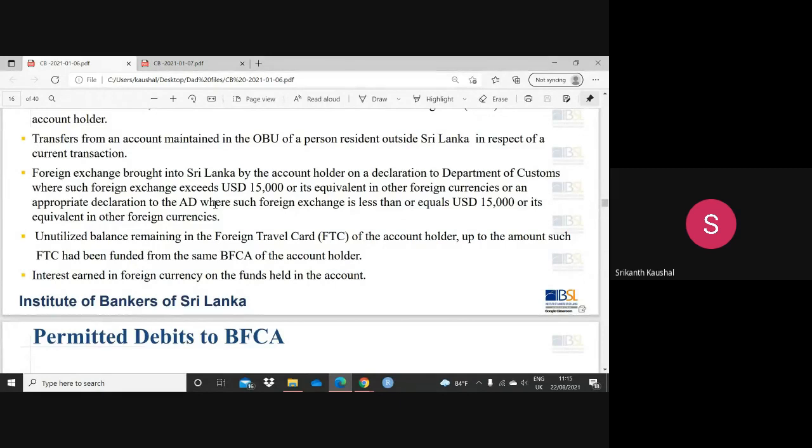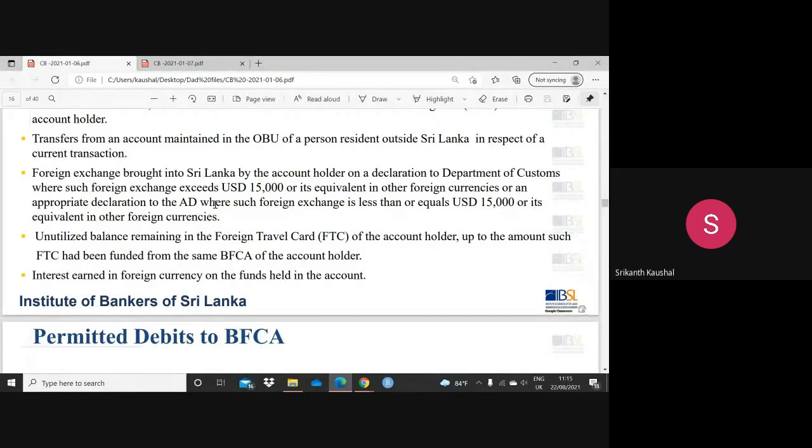That is required for anything above $15,000. If you are bringing less than $15,000, there is no customs declaration. It is your own declaration, and you have to give it to the bank. That is what you call an appropriate declaration to the AD where foreign exchange is less than $15,000. AD means authorized dealer.